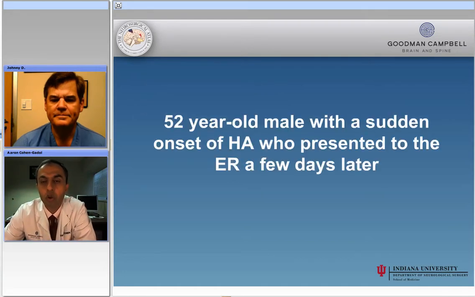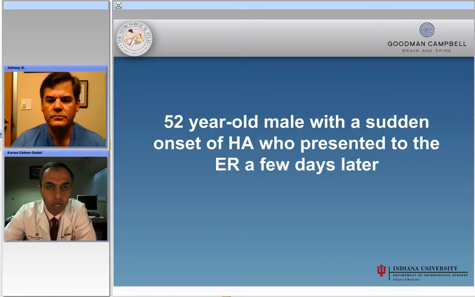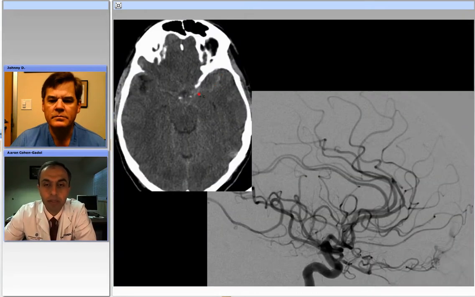This is a 52-year-old male with a sudden onset of headache who presented to the ER a few days later. So the presentation of this individual was rather delayed, and that could potentially affect the distribution of blood along the head CT. As you can see, there is some blood along the sylvian fissure.